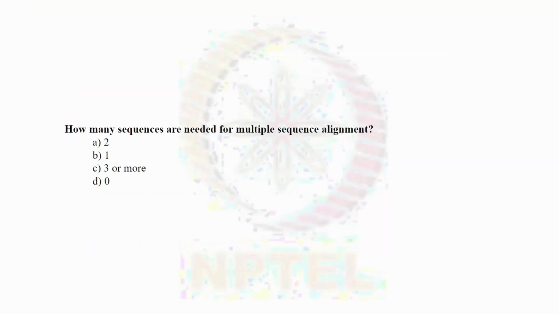With this, I have a few questions on multiple sequence alignment just for a recap. So how many sequences are needed for a multiple sequence alignment?